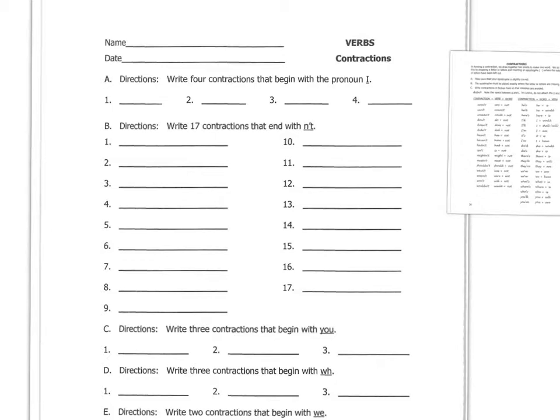A. Write 4 contractions that begin with the pronoun I. I. What do we need next? We need an apostrophe.